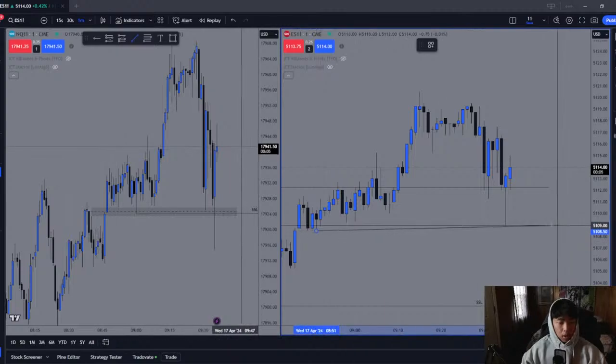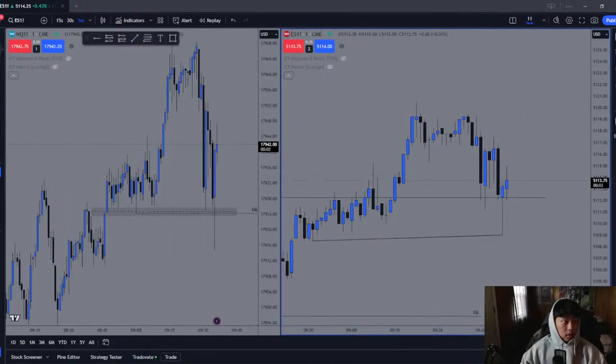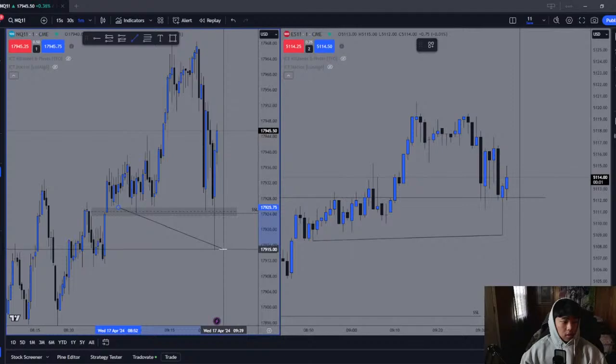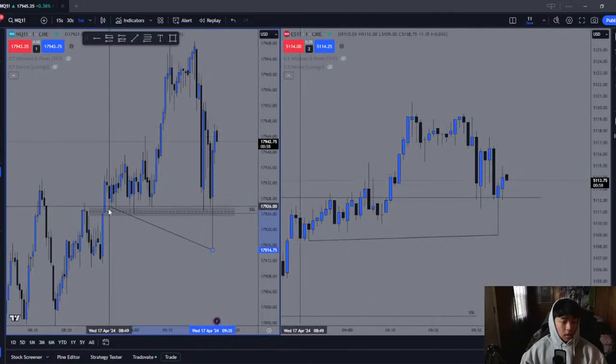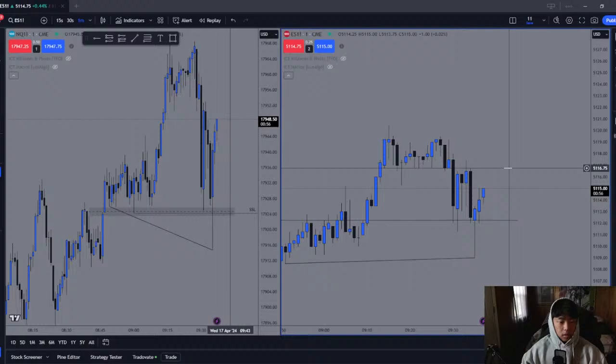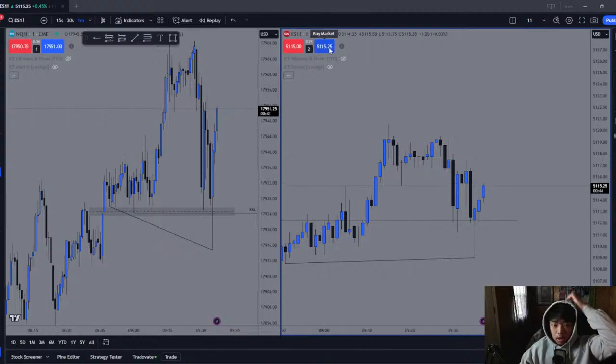Bullish SMT right here on ES and NQ. This could have been your turtle soup, maybe. I might long here. I think I'm going to be getting in a little bit too late here. ES just looks a lot cleaner at the moment.